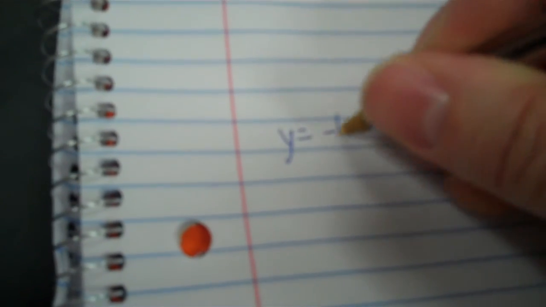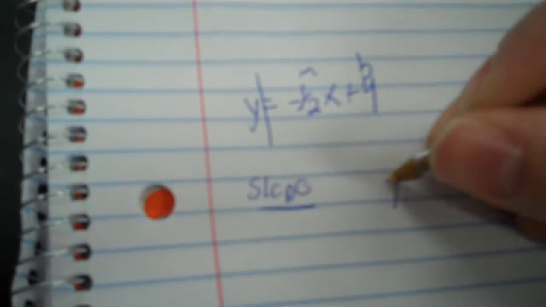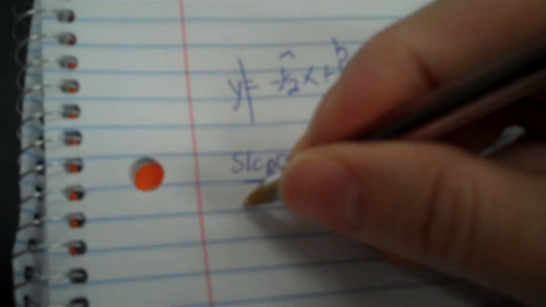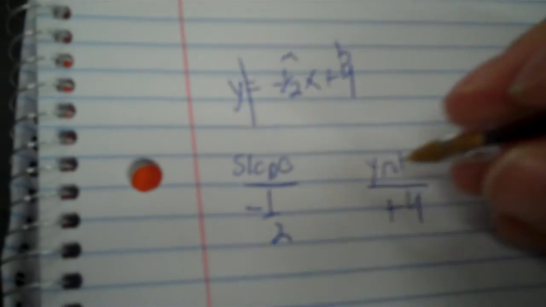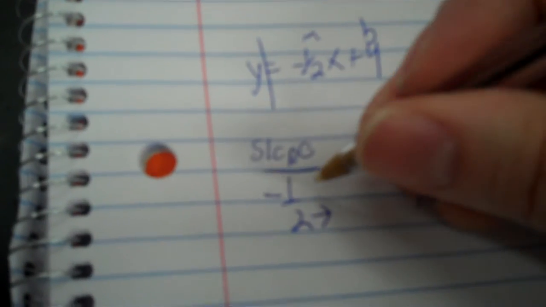Y equals -1/2x plus 4. M, B. Okay. So slope, y-intercept. Okay, the slope is negative 1/2. We have our fraction, and then plus 4. So 1, 2, 3, 4, make a point. Then from there we go forward 2, down 1.